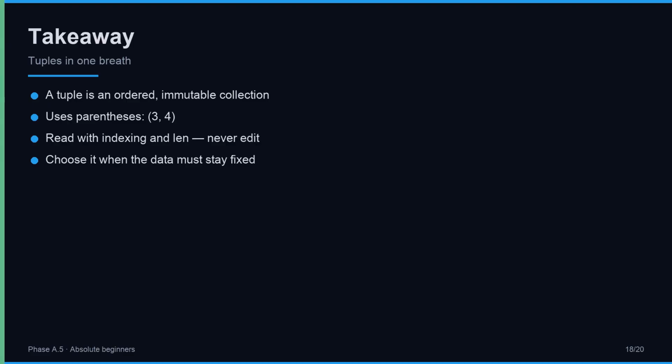Here is the whole lesson in one breath. A tuple is an ordered, immutable collection. It uses parentheses, (3, 4). You read items with indexing and len, exactly like a list. You never edit a tuple, no append, no remove, no assignment. Trying raises TypeError. Choose a tuple when the data must stay fixed, coordinates, colors, dates, records. The lock is the point. Fixed data is predictable data.